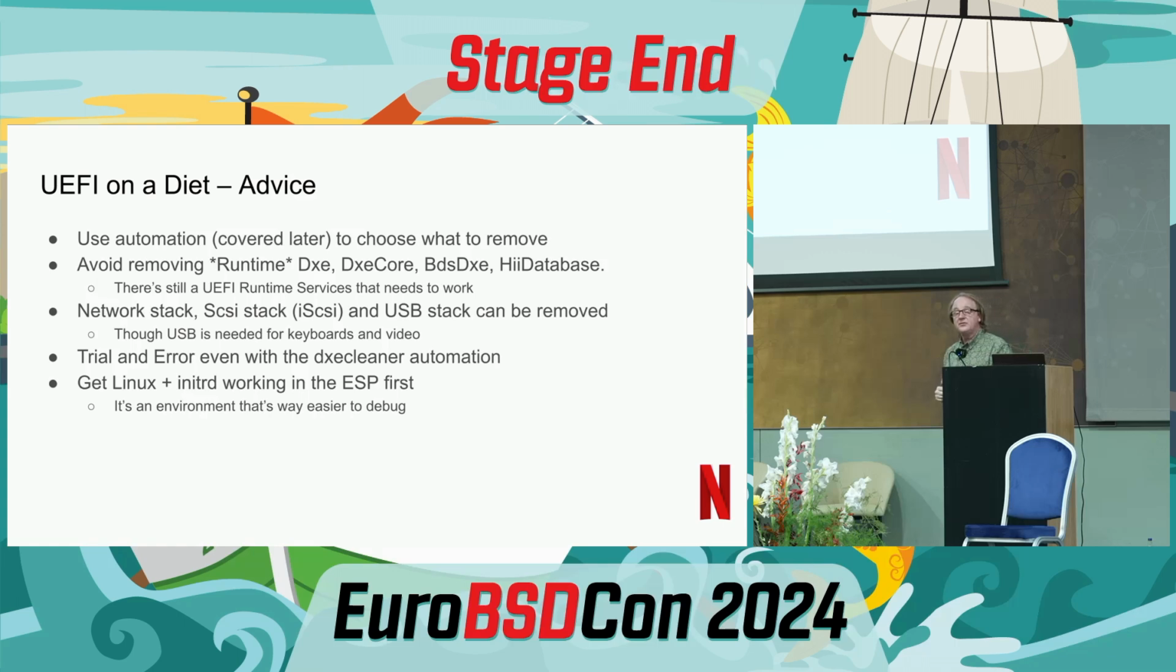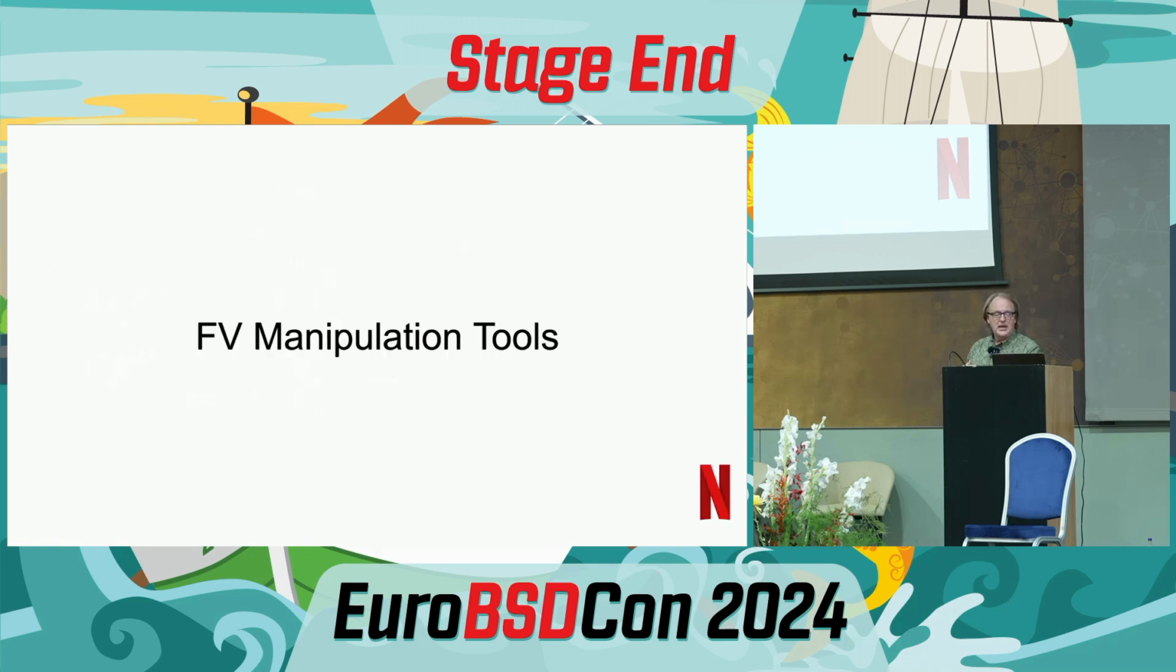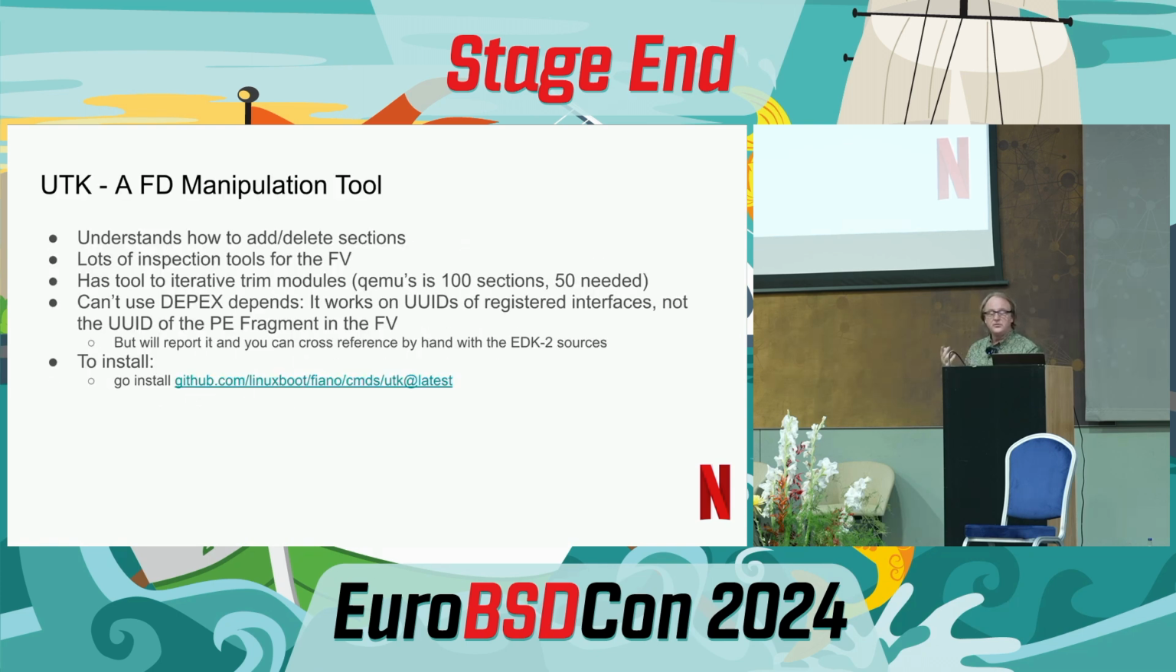Since UEFI has to survive after Linux boots and provide runtime services, when you're looking at things to remove, don't remove anything that has runtime on it. But it's going to be a process of trial and error. And the UTK tool that people use to manipulate these images has a way that you can automate figuring out what's needed and what's not needed.